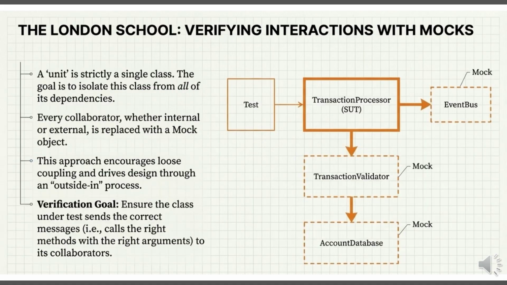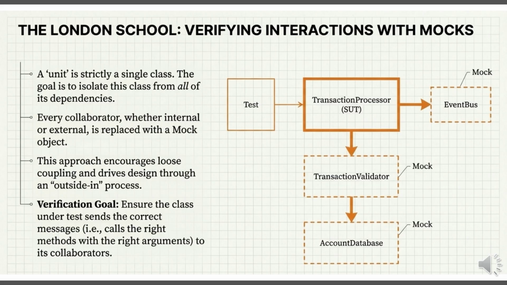In the London school, a unit means one thing: a single class, isolated from everything else. Every collaborator, internal or external, is replaced with a mock. This forces loose coupling and drives design from the outside in. The goal isn't to check final state. It's to verify interactions. Did the class send the right messages? To the right collaborators? In the right way? That's the London mindset. Pure isolation.